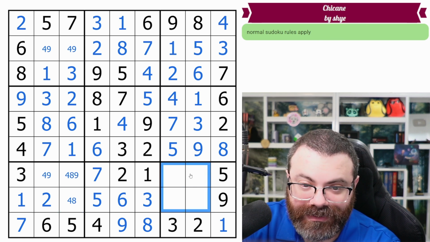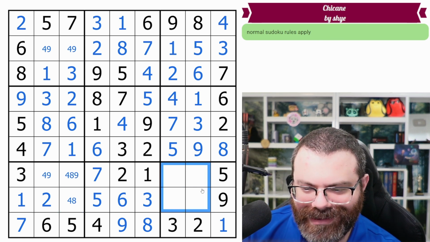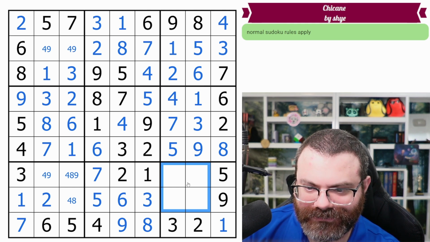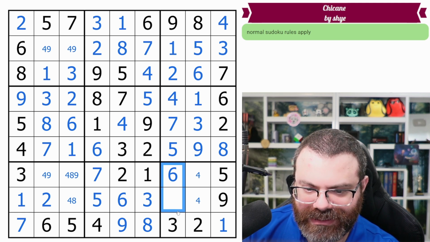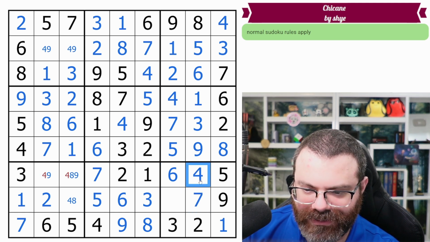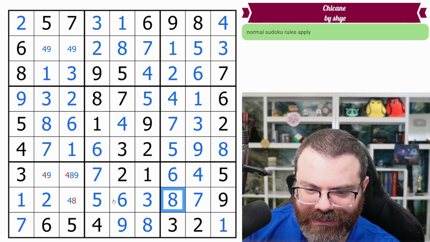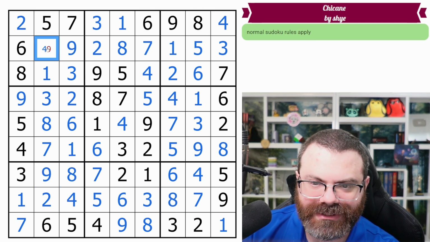All right, let's play what does this box need then. We need a 4. The 4 can go here. We need a 6. The 6 only goes here. We need a 7. The 7 only goes here, which gives us the 4. And our final digit is an 8, and then this all resolves, and the above resolves, and we're done.